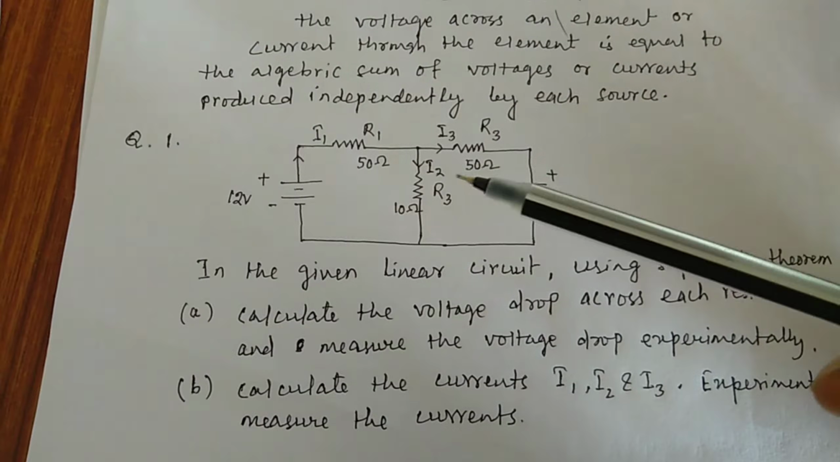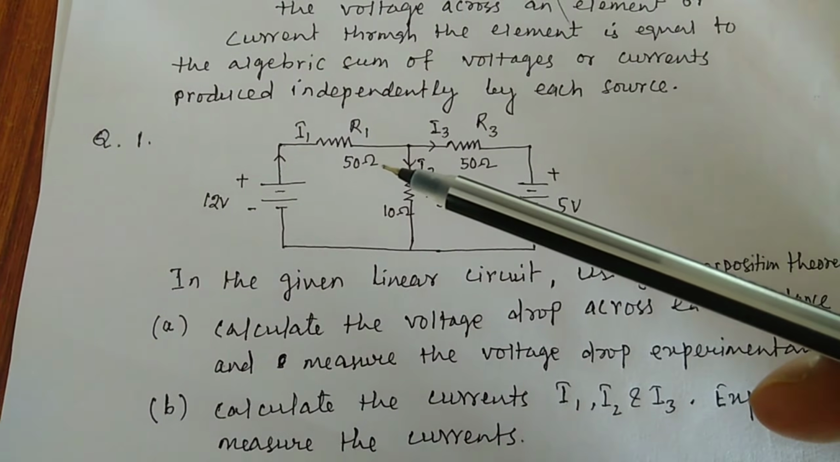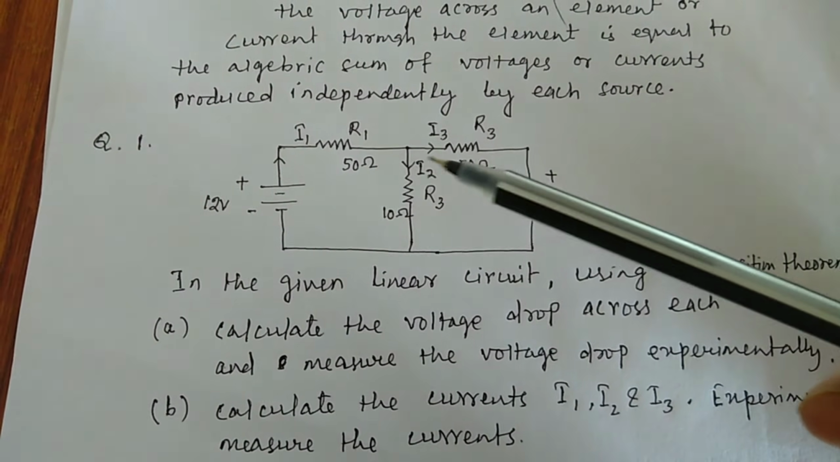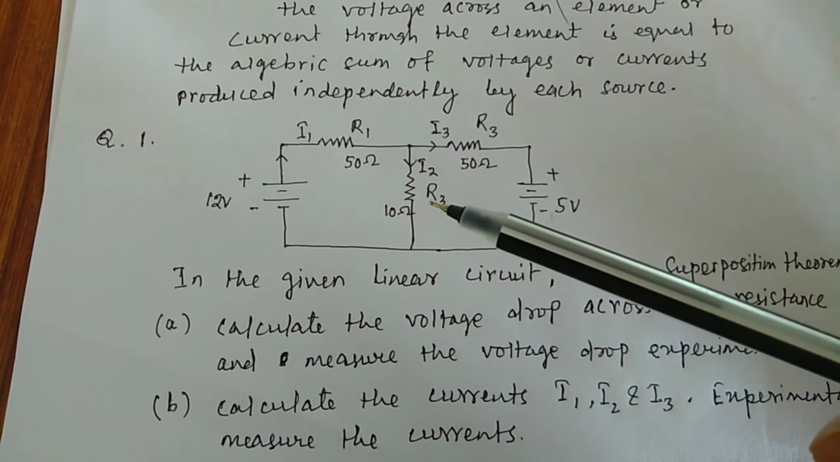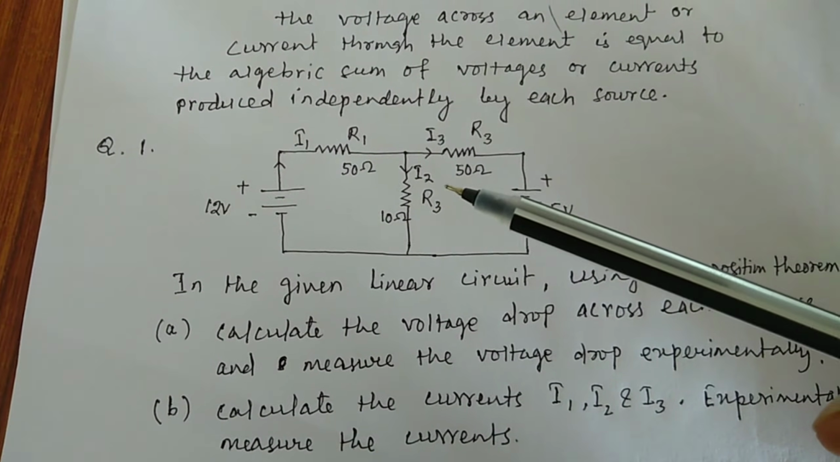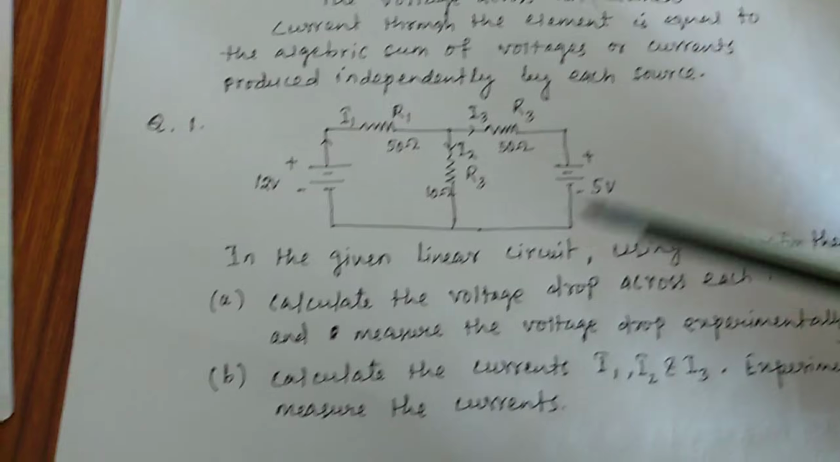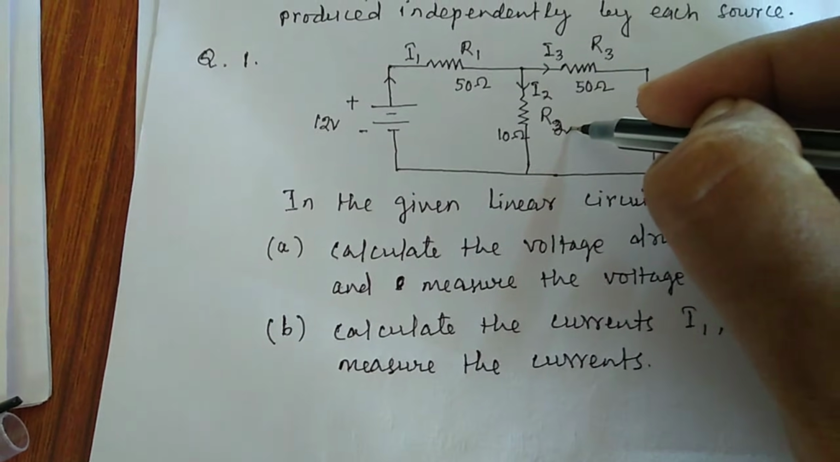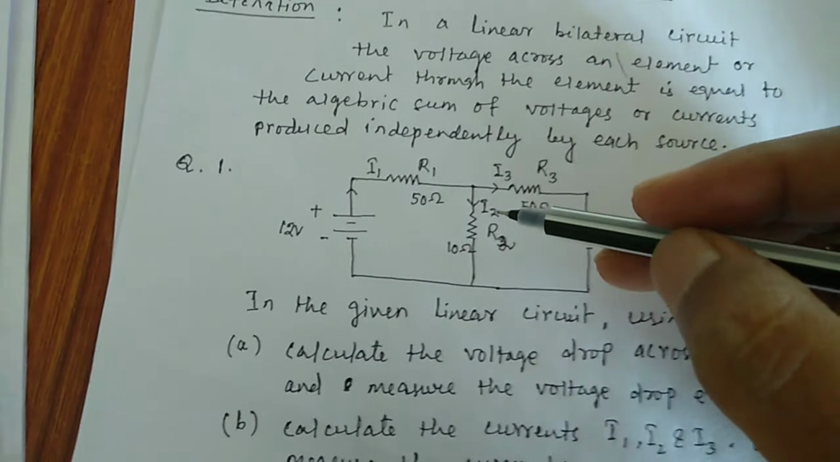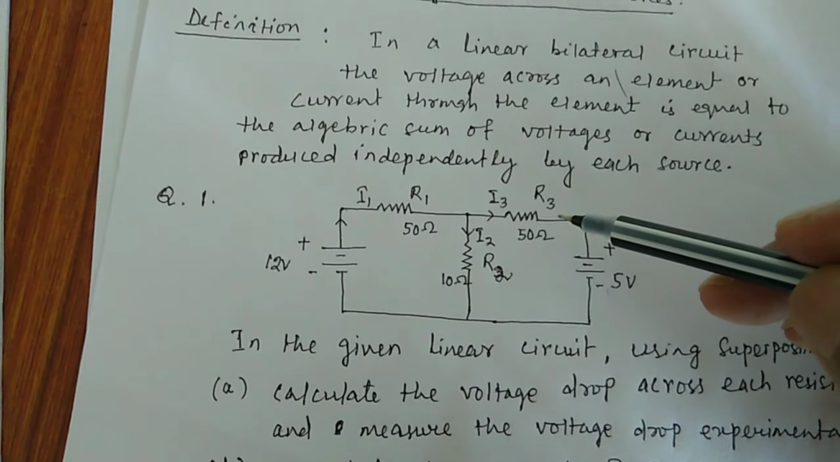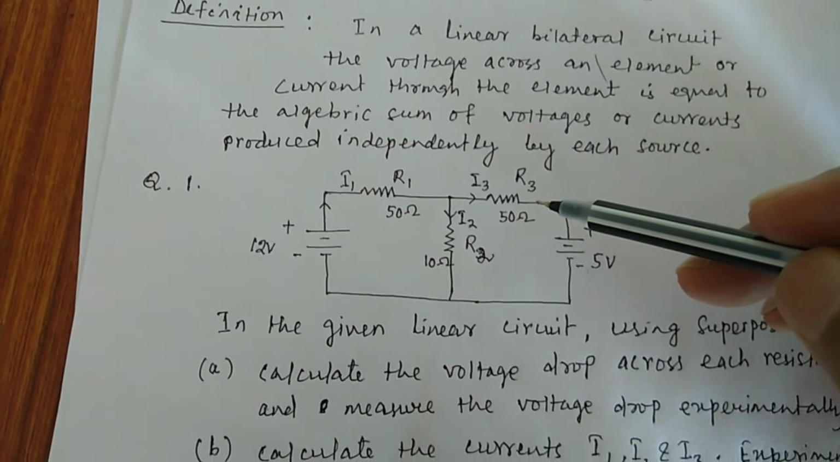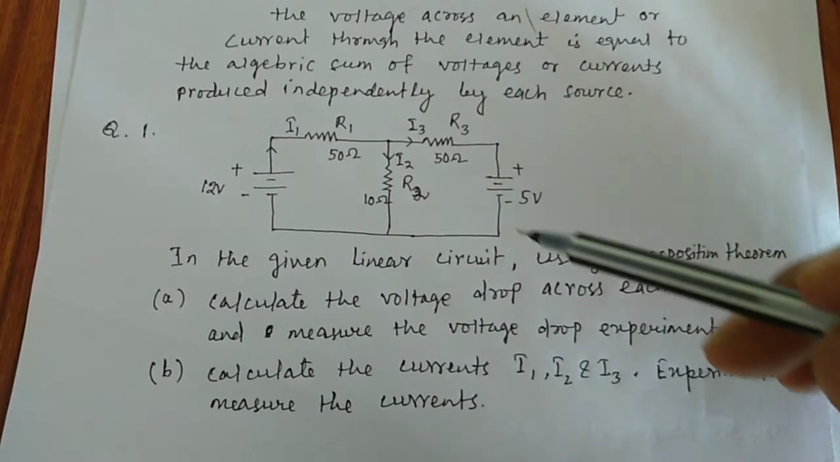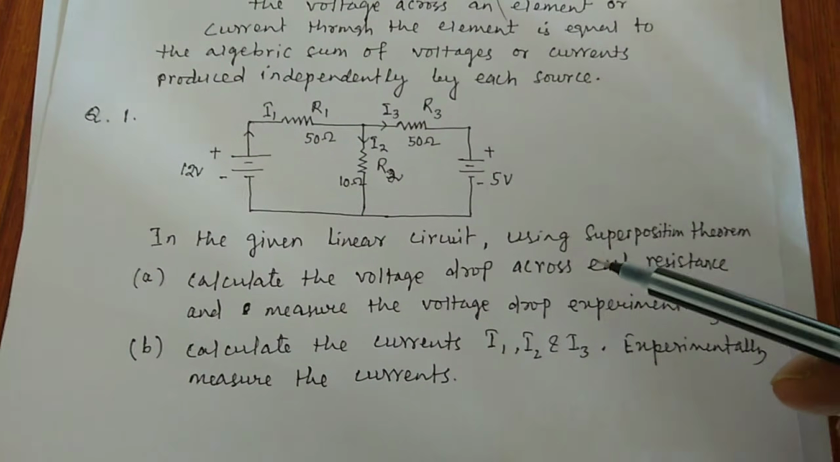So this is the problem. You are given three resistances: a 50 ohm resistance, another 50 ohm resistance, and a third one of 10 ohm. Let us say R1 is 50, R2 is 10, and R3 is 50. So you are given three resistances and two voltage sources.